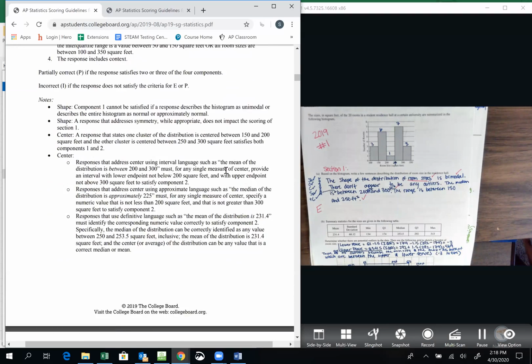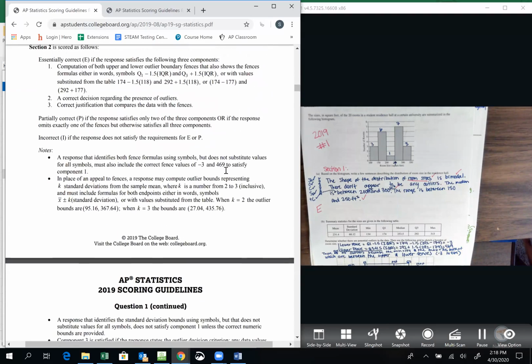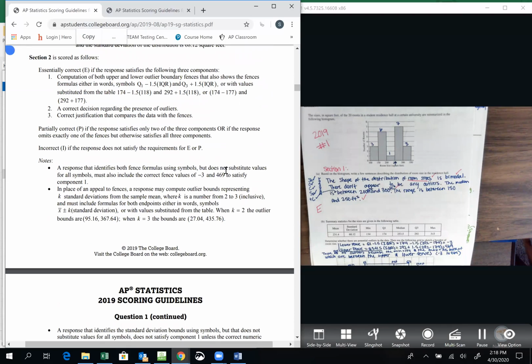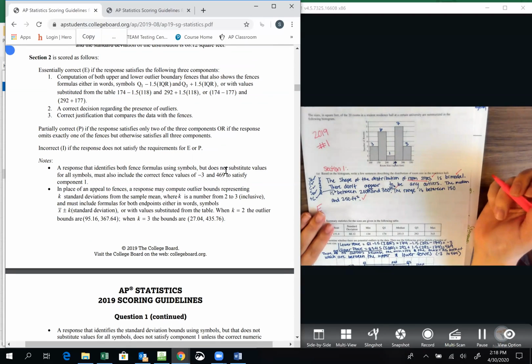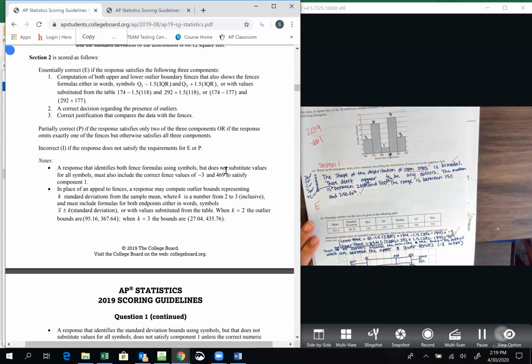Let's see what they looked for. There are not as many words here. Essentially correct if the response satisfies the following 3 components. Computation of an upper and lower outer boundary that also shows the fences either in words or with values substituted in. Okay, here are my fences.